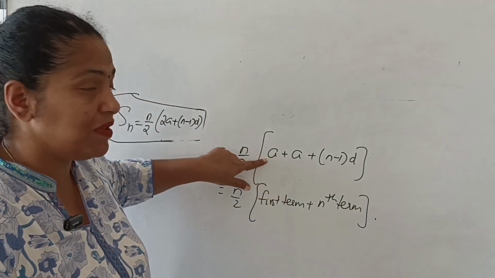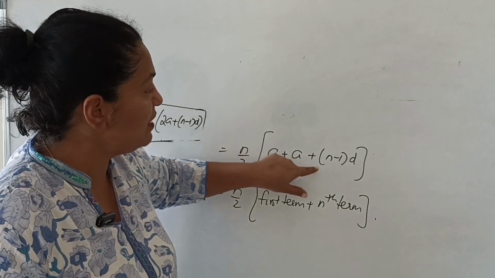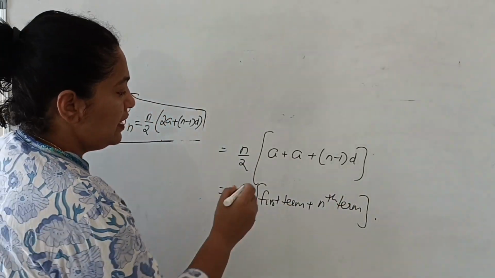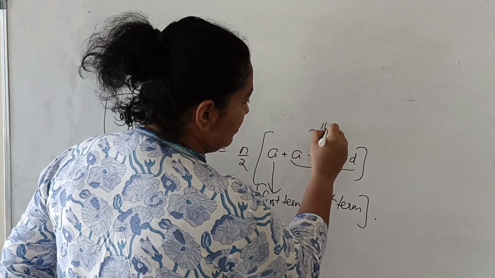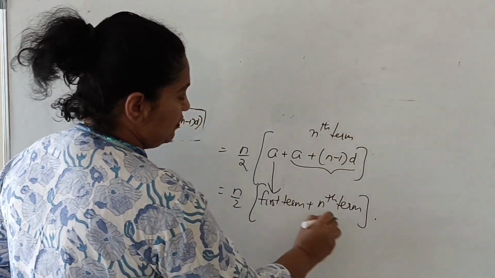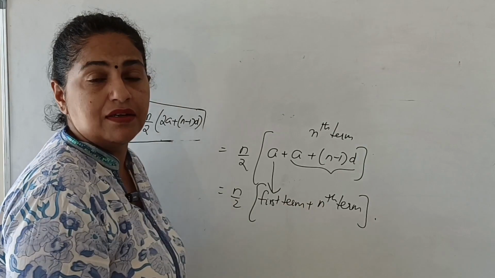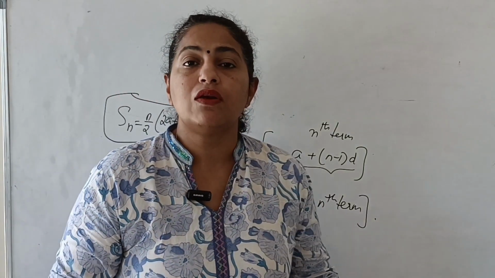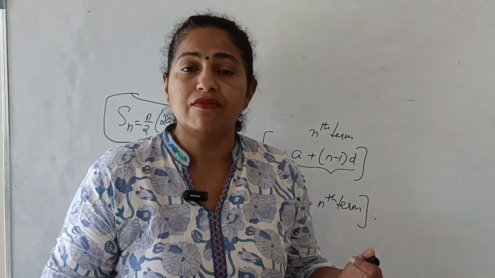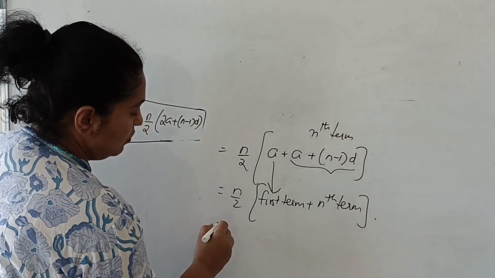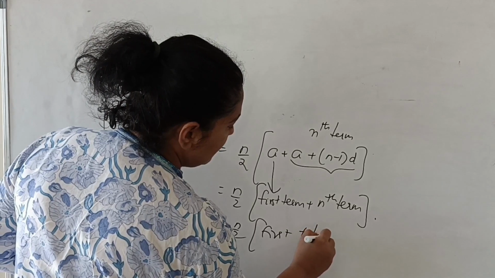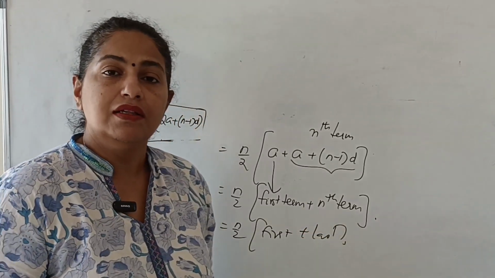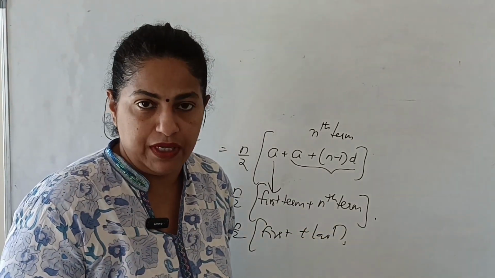2a I have written as a plus a. A plus a plus n minus 1 into d. Now, a is the first term. What is a plus n minus 1d? It is our nth term. So, n by 2 into first term plus nth term. Suppose there are only n terms in the AP. So, my nth term will become the last term. So, n by 2 into first term plus last term. This is also the sum of n terms of an AP.